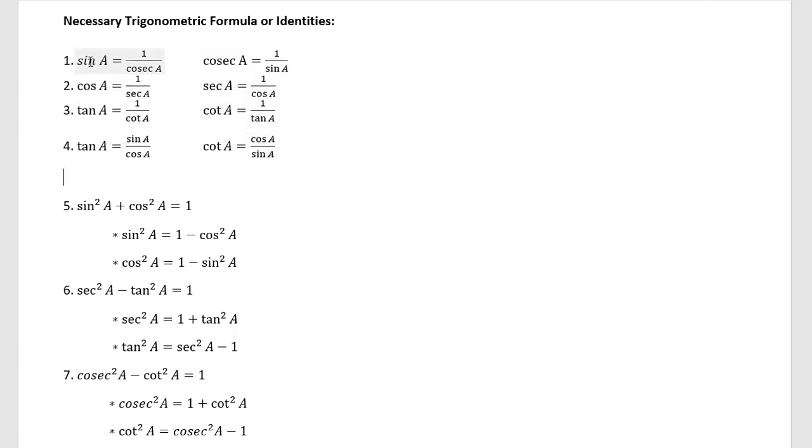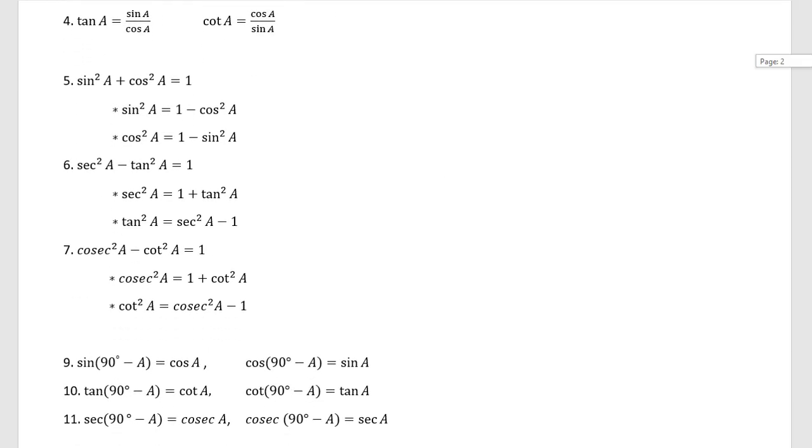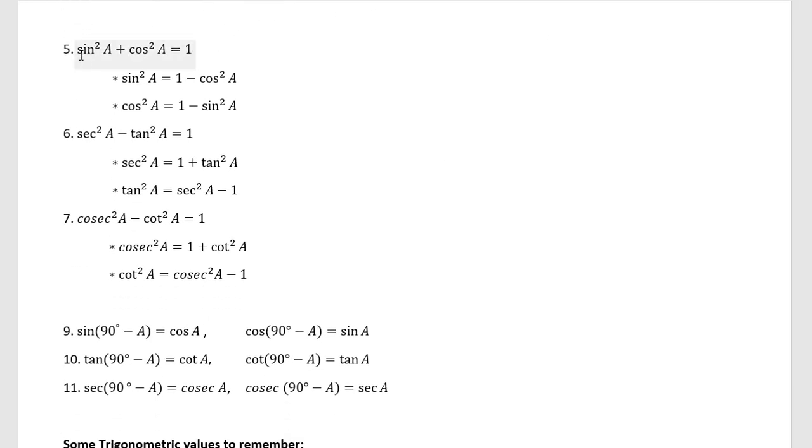I have already mentioned that sine and cosec are inversely proportional, and cos and sec are inversely proportional. So you can think of it like this: sine equals 1 by cosec. And these two formulas are also super important: tan equals sine by cos, cot equals cos by sine. Three other super important formulas are sine square a plus cos square a equal to 1, sec square a minus tan square a equal to 1, cosec square a minus cot square a equal to 1. How to remember this?